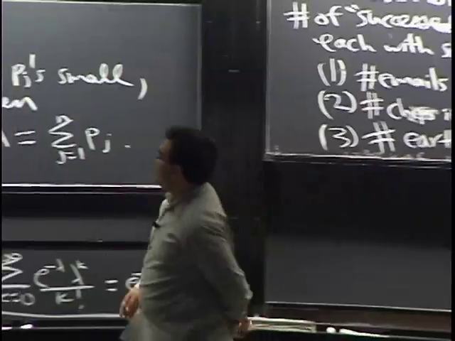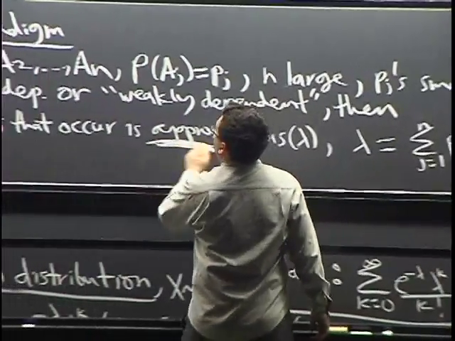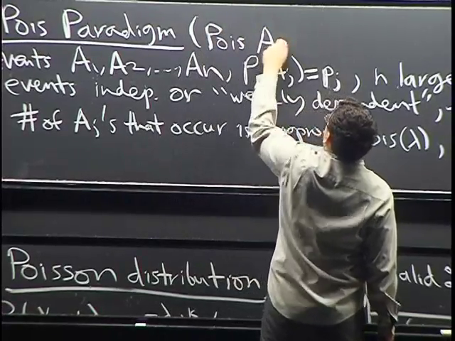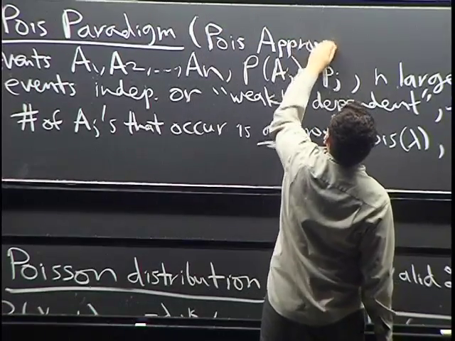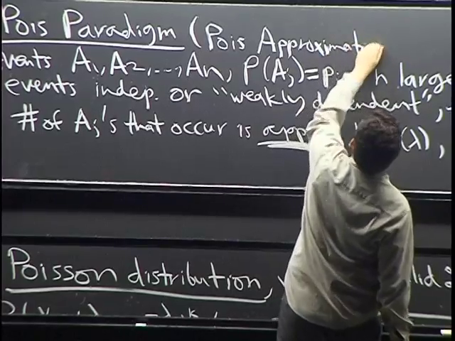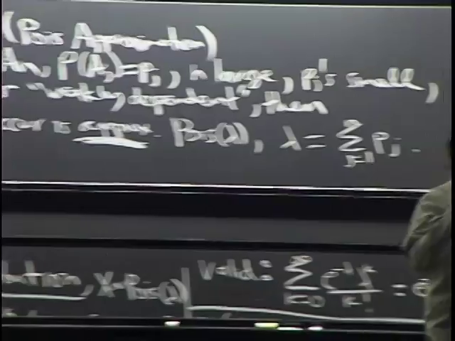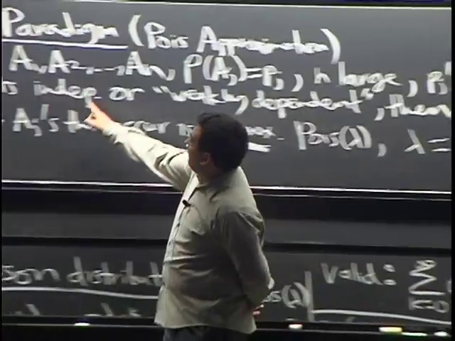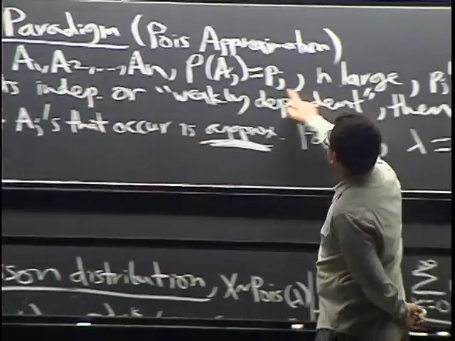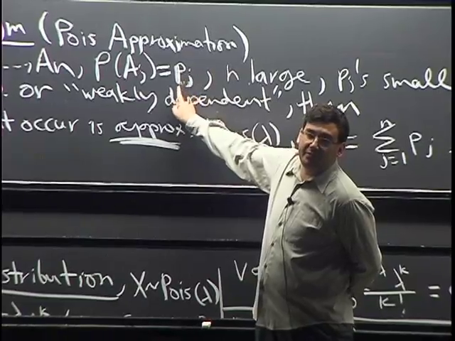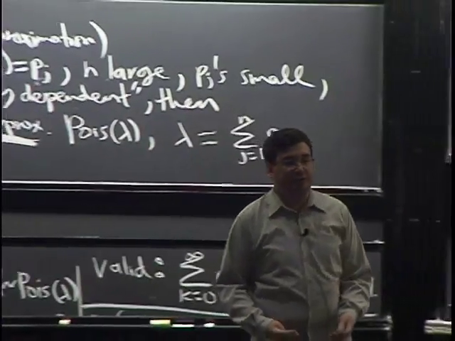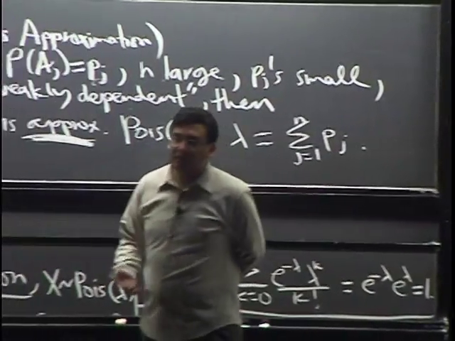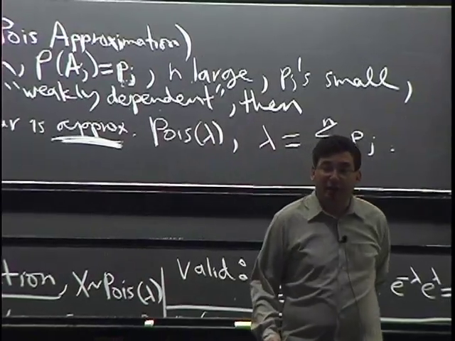Okay, this is approximate. So this is also called the Poisson approximation. That's the same thing as a Poisson paradigm. So one case that we've looked at a lot is the case where all the events are independent and all the p_j's are the same. They're all equal to the same p. In that case, we just have Bernoulli trials with the same p. In that case, we know that the number of events that occur is exactly Binomial(n,p), okay?